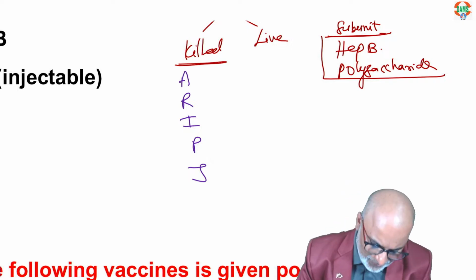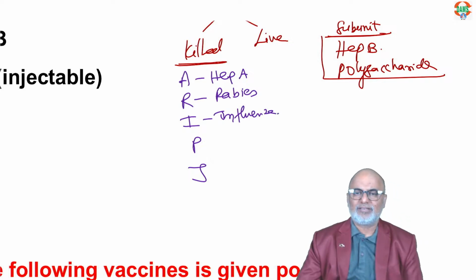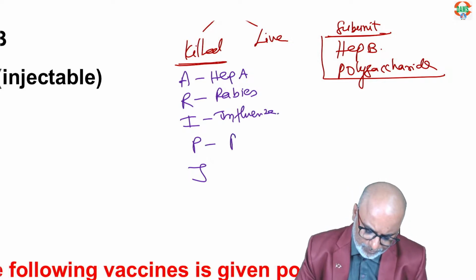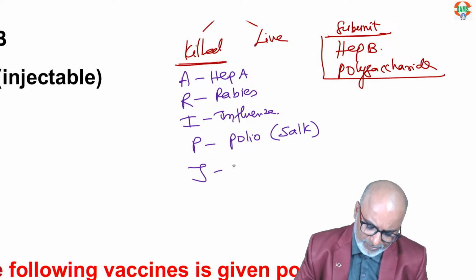See carefully. Killed vaccines: hepatitis A vaccine, rabies vaccine, influenza vaccine, injectable killed polio vaccine or Salk vaccine, and Japanese encephalitis virus, Nakayama strain.